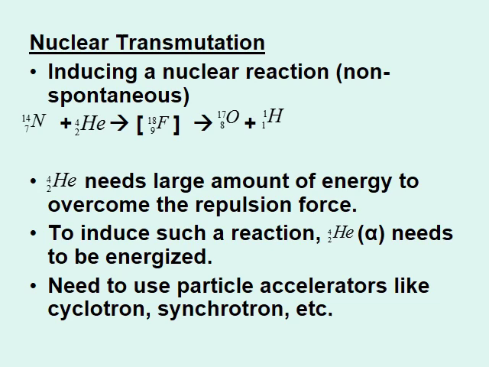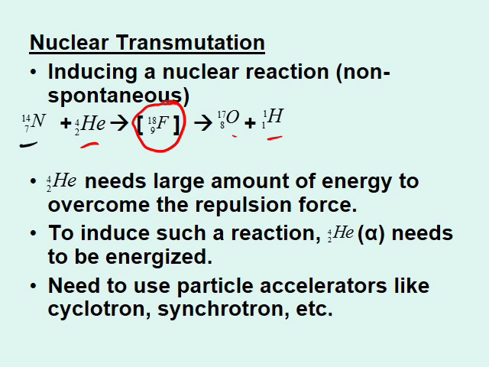For example, nitrogen-14, if you strike it with an alpha particle, of course you must have enough energy for helium. Temporarily, helium would go inside the nucleus of nitrogen and you'd have a combined effect like this. You'd have fluorine-18, and then fluorine-18 would break down into oxygen-17 and hydrogen.